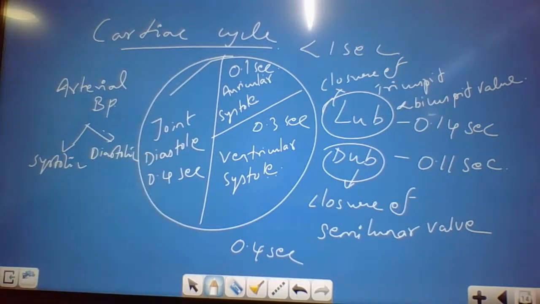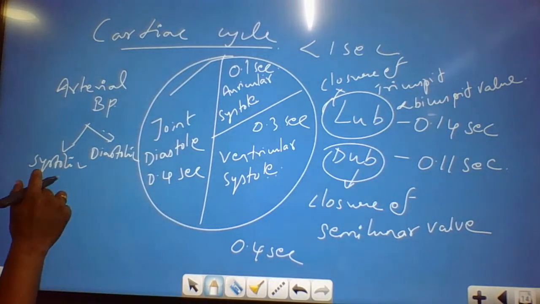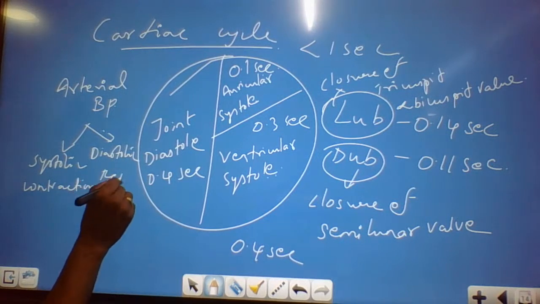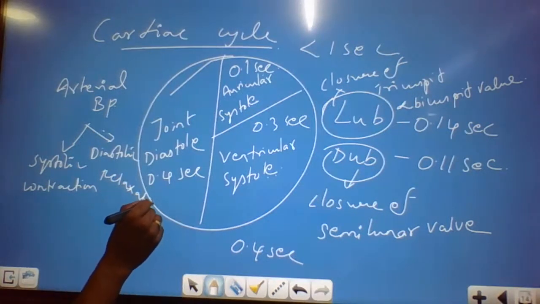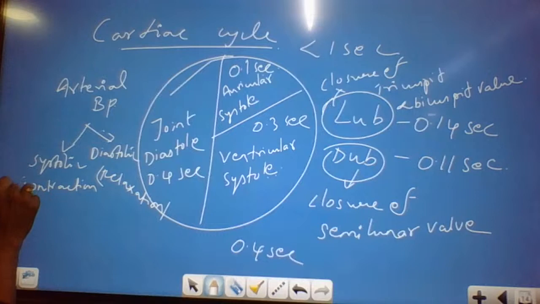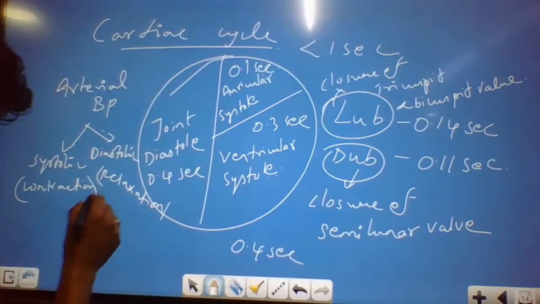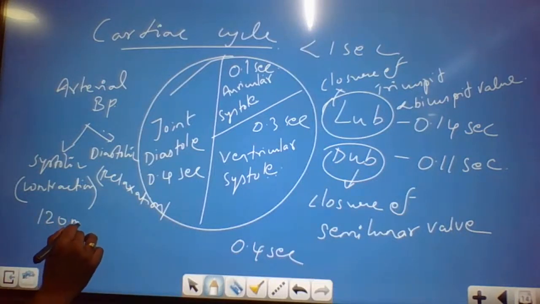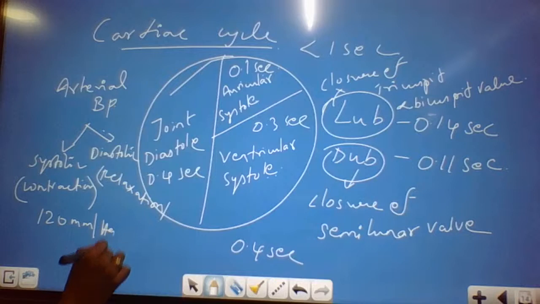Systolic pressure and diastolic pressure. Systolic means it's the contraction. Diastolic is the relaxation. The systolic pressure during contraction is about 120 mm Hg, and during relaxation you can see about 80 mm Hg.